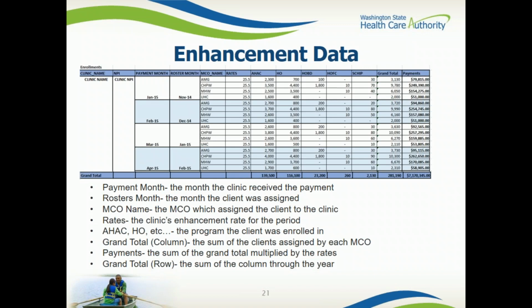One thing you'll be able to do with this is this will be coming in an Excel file. So you'll be able to click on each of the cells and see where that data is coming from. So on the far right column where it says payments and the one next to it grand total, you'll see where that information has come from. So the grand total will show the sum of AHAC through SCHIP, and the payments will show the multiplied value of the grand total times the rate. And then down below, it will be the total of that entire column for AHAC and the total of the entire column for payments.